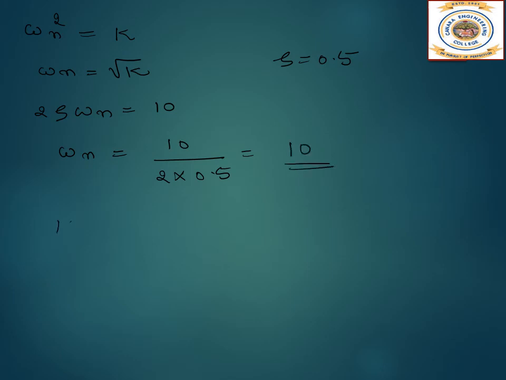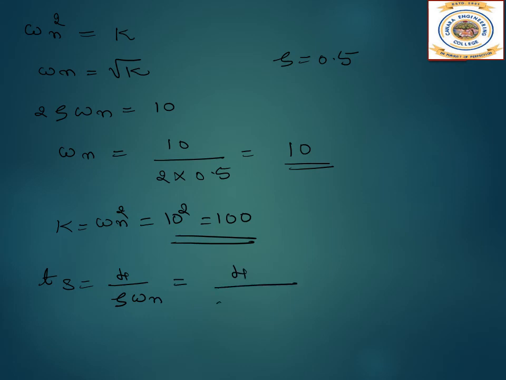So what is k? K is omega n square. So this is 10 square, which is equal to 100. So k we get as 100. Then what is asked? For this value of k, we need to find the settling time. So what is settling time Ts? 4 by zeta omega n. That is 4 divided by 0.5 into 10, so we get 0.8 second.